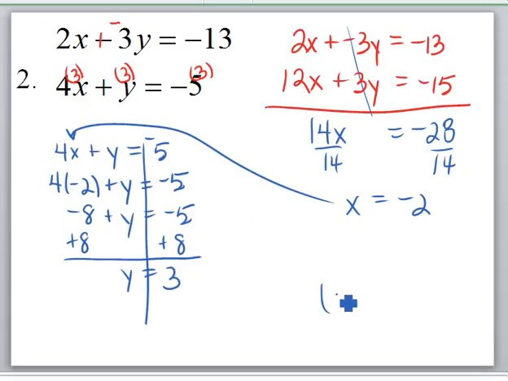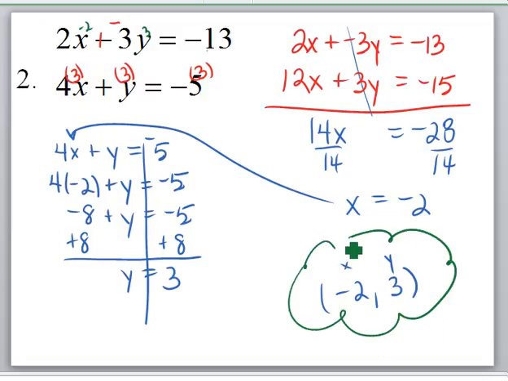So my answer will end up being negative 2. That's my x value. My y value is 3. And then I could plug that back in. I could check my answer. So I could put in negative 2 and 3 here. So 2 times negative 2 is negative 4. Negative 3 times 3 is negative 9, and that does give me negative 13.